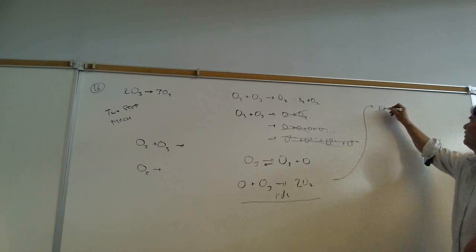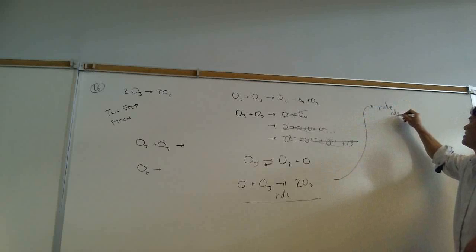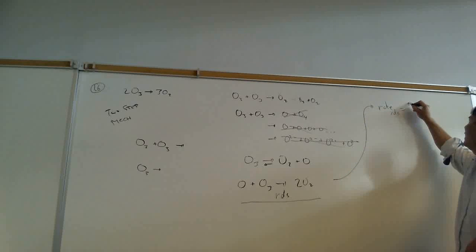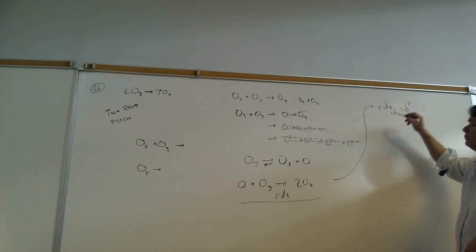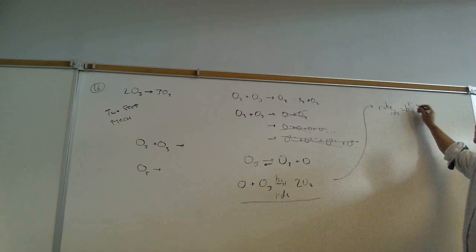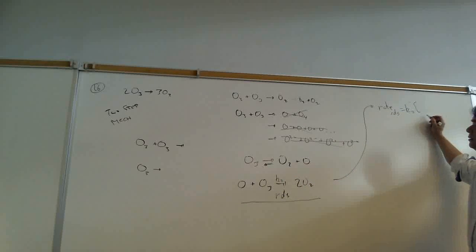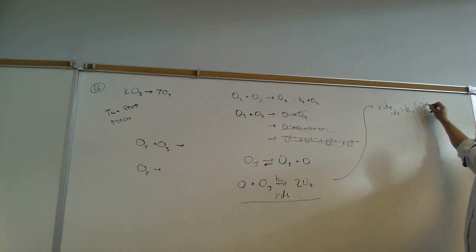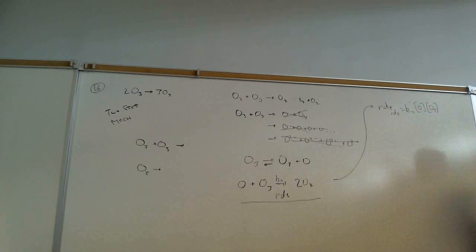And so the rate for the RDS is just equal to K2 times the oxygen to the first and the ozone to the first. That was first order in oxygen, first order in ozone. Is it first order because of the coefficients? These are all elementary processes.